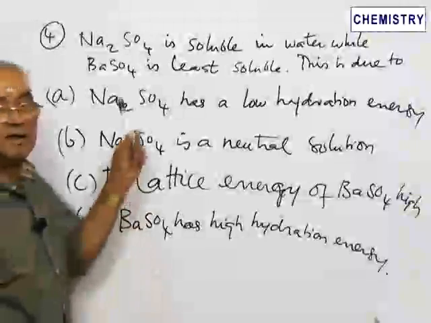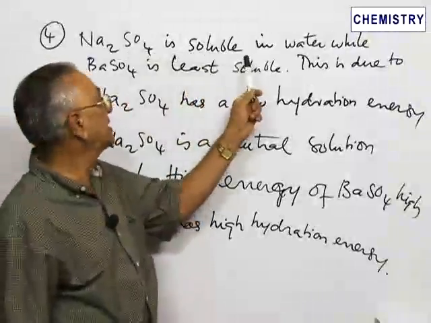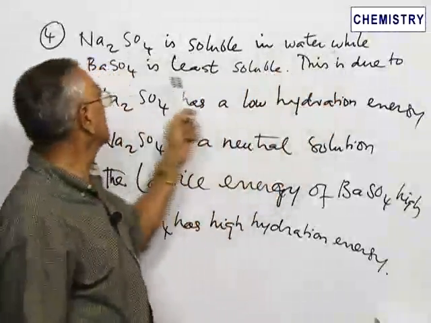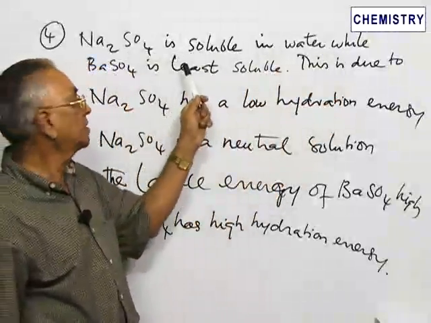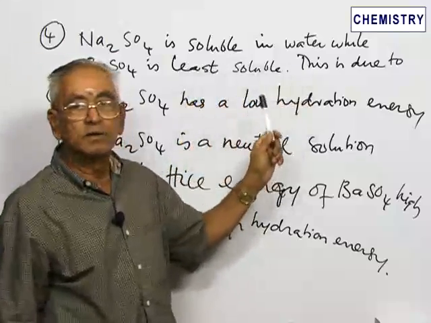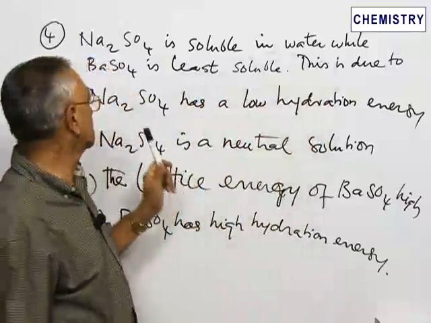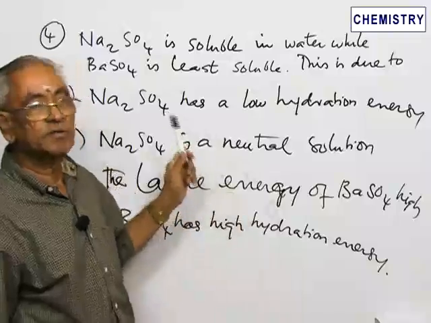The fourth question in that series is that sodium sulfate is soluble in water, whereas barium sulfate is one of the least soluble substances. What is the reason that we can give for this? Four choices are given. I will read out the four choices first.